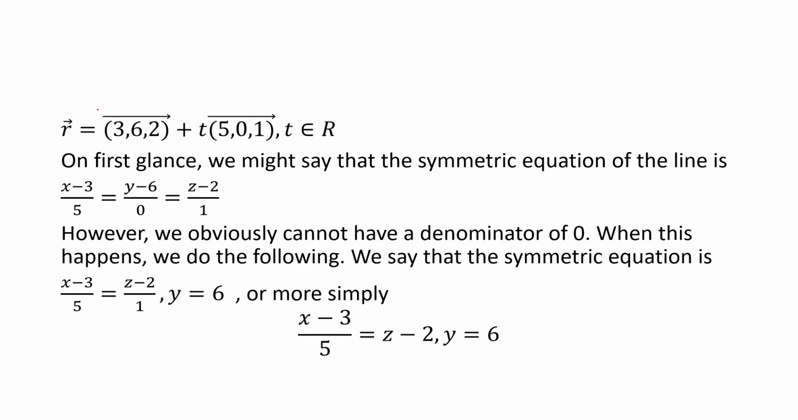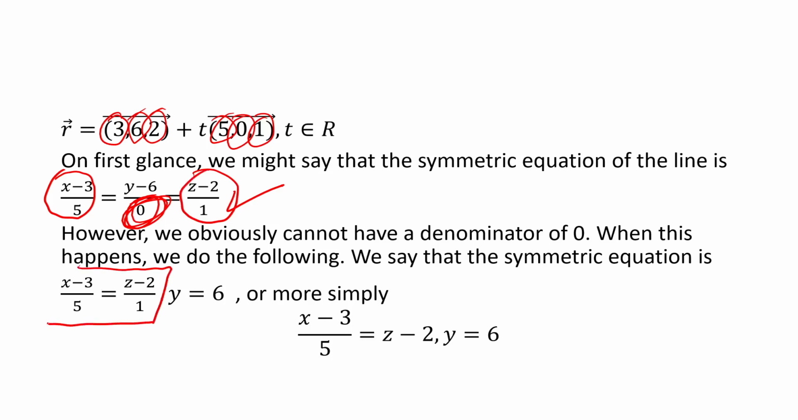And now we might be tempted to say, okay, easy enough: x minus 3 over 5 equals y minus 6 over 0 equals z minus 2 over 1. And we might walk away there. But obviously, you can't have a denominator of 0. So the symmetric equation of a line has to be amended slightly when one of the components of the direction vector is 0. When that happens, what we do is we simply say that this x minus 3 over 5 will equal this z minus 2 over 1.